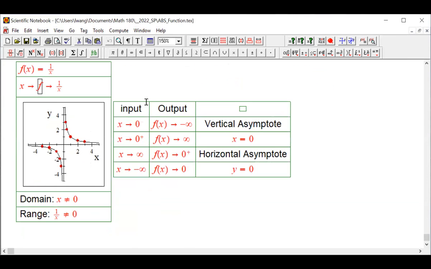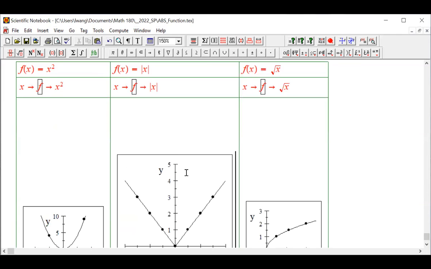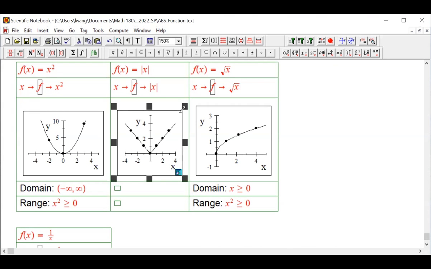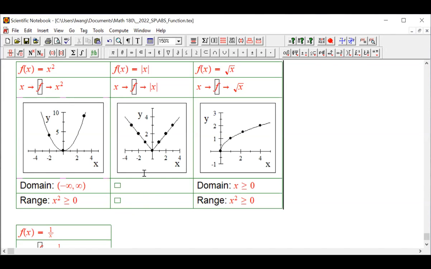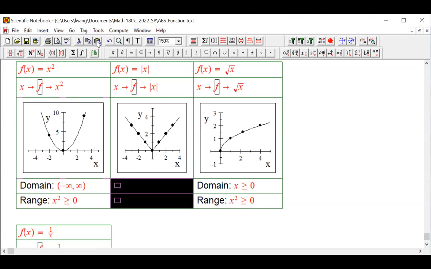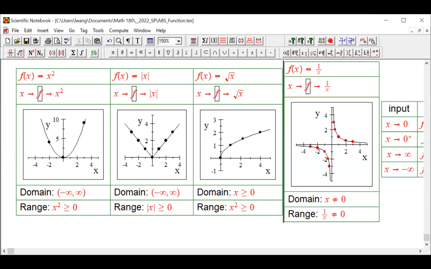Many of you know the V shape, but you must do it by yourself, right? So that V shape. And I want you to think about why I put these three together, right? Domain and range. We just talked about the domain and range. In fact, the square function and absolute value function, they have the same domain and range. Okay, so last, of course, is the reciprocal function. So here we are.